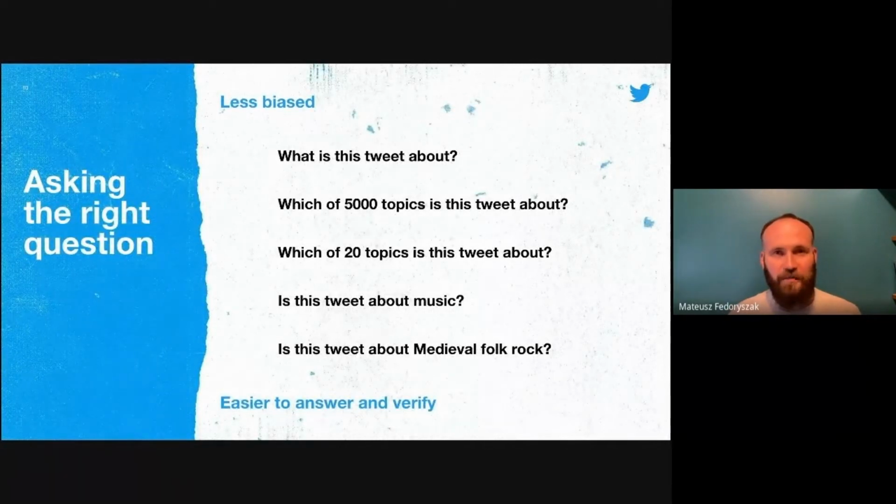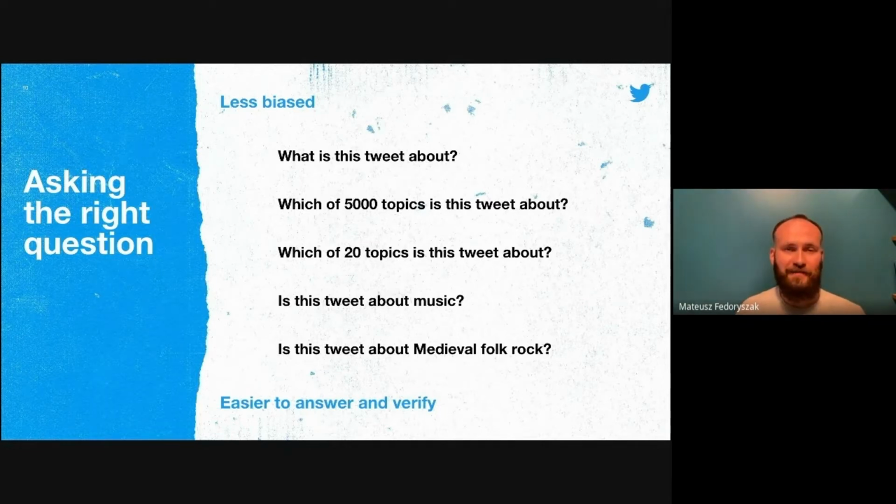So it is all about designing the task for your annotators. What kind of question will you ask them? The spectrum of questions that can be asked is very broad. As I said, starting with very general ones like, what is that tweet about? Through giving them options, varying the number of options to choose from, and to a very specific question. Is this tweet about music? Is this tweet about this particular music genre?